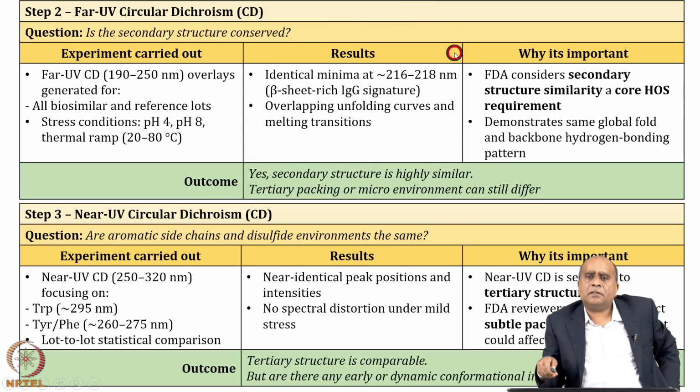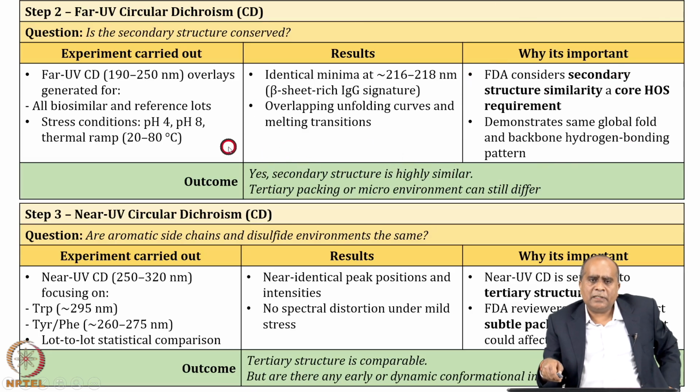Why is it important? FDA considers secondary structural similarity as the core of the higher order structure, HOS, requirement. So, FDA considers secondary structure the basic unit, where you can demonstrate the global fold or the backbone hydrogen bonding pattern using CD.